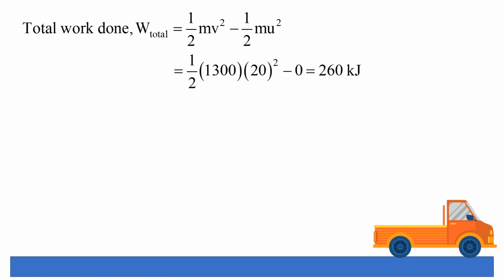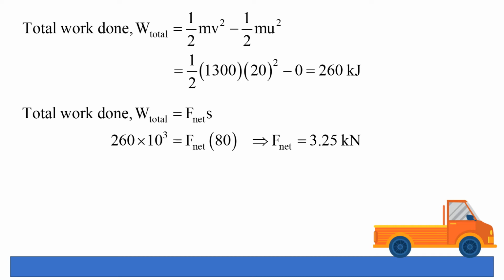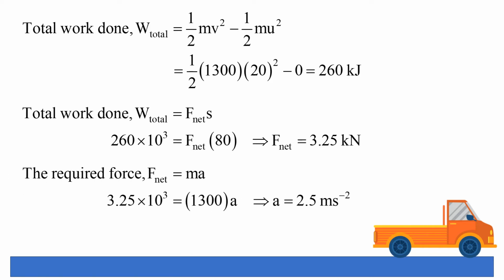The total work done is 260,000 joule. From the total work done, the net force acting on the truck can be calculated and is found to be 3,250 newtons. From Newton's second law, the acceleration of the truck can be calculated. The truck is accelerated at 2.5 meters per second squared.